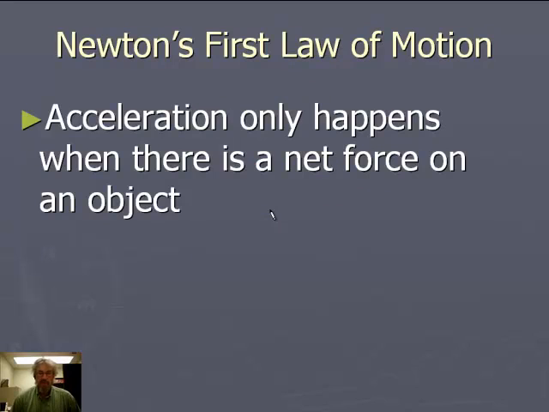Acceleration only happens when there's a net force on an object. This is called Newton's first law of motion, named after Isaac Newton, a very famous, very powerful scientist from a few hundred years ago who first figured this out. You can't make a change in speed happen unless there's a net force on the object.